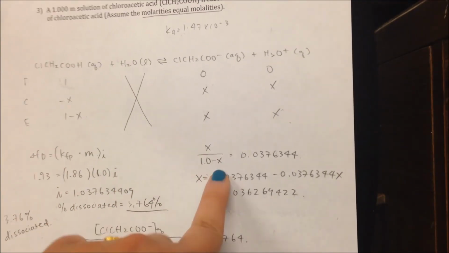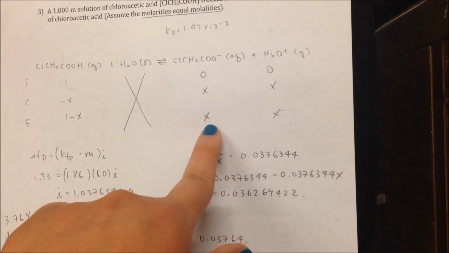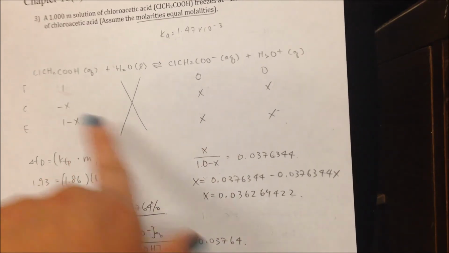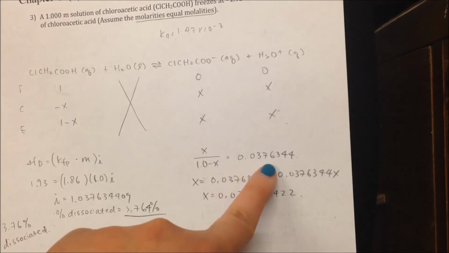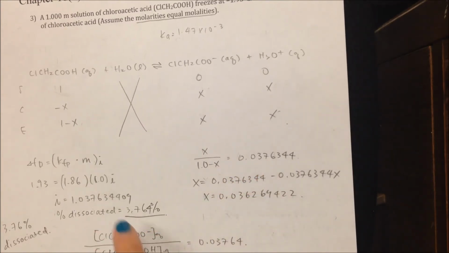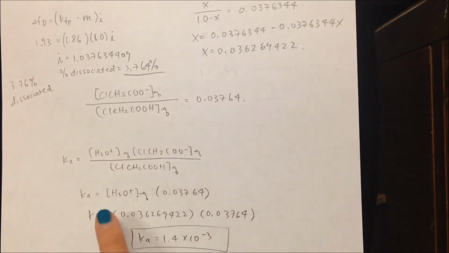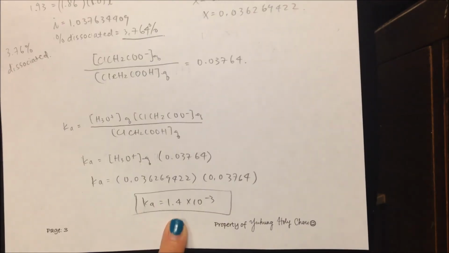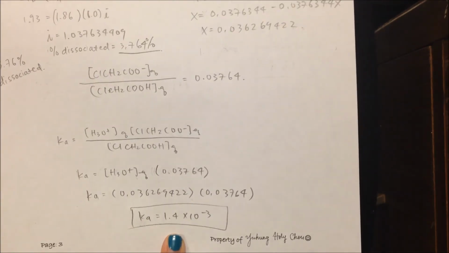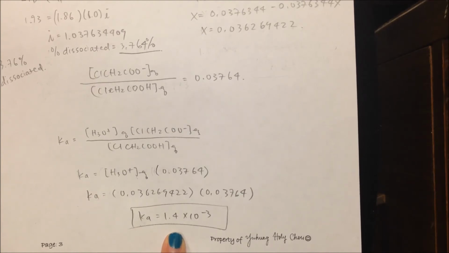So we know that x over 1 minus x, which is your conjugate base over your conjugate acid, equals 0.0376344. And then you just find x. You can get 0.036264422. And then you just plug it in, and you get Ka equals 1.39-ish times 10 to the negative 3, and just round it to 1.4 times 10 to the negative 3.